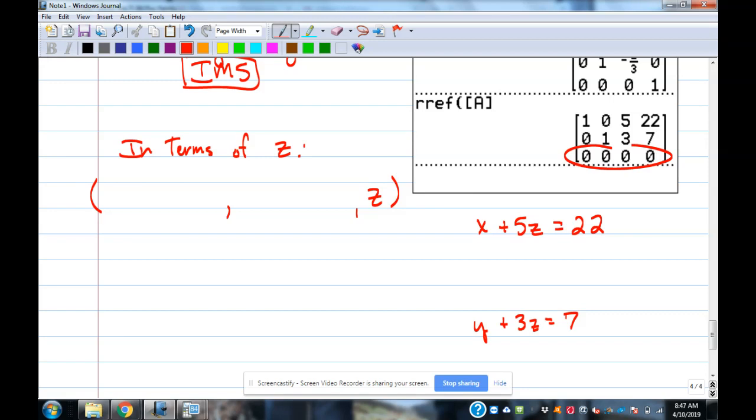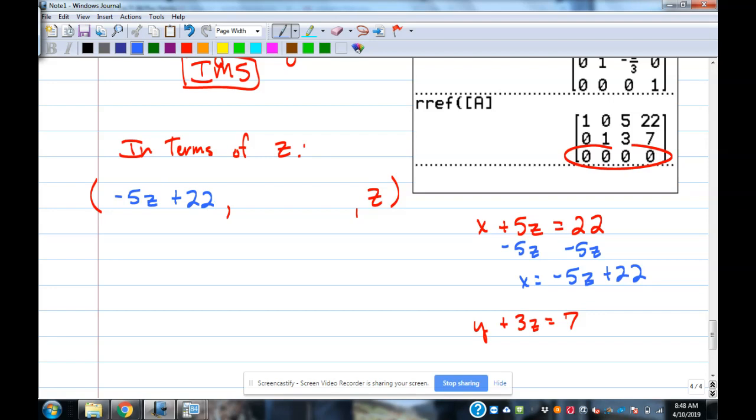So X plus 5Z is equal to 22. That's not too difficult to get in terms of Z, which means get X by itself. That's what we're trying to do. Get X by itself. So that's one step. Subtract 5Z. So X is equal to -5Z plus 22. So that's what's going to go up here in our ordered triple.